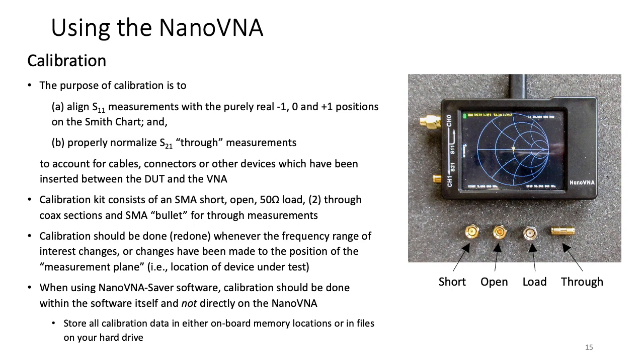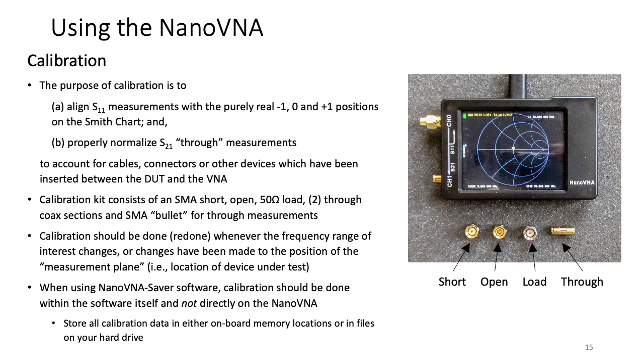So how do we use the NanoVNA? Well, first of all, as I mentioned earlier, we need to perform a calibration. And the purpose of the calibration is to align the S11 measurements. Remember, S11 is the gamma coefficient, which represents the magnitude and phase of the impedance on the Smith chart. And we want to align the S11 measurements with the purely real -1, 0, and +1 positions on the Smith chart. Remember, -1 corresponds to a short circuit, 0 corresponds to a 50 ohm load, or a load which matches the characteristic impedance if it's not 50 ohms, and +1 corresponds to an infinite resistance but 0 reactive component.